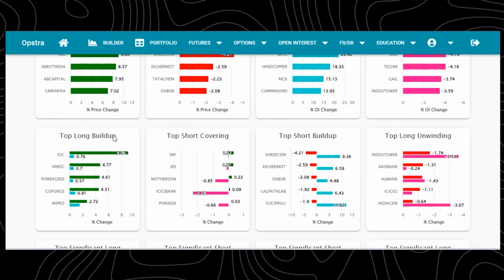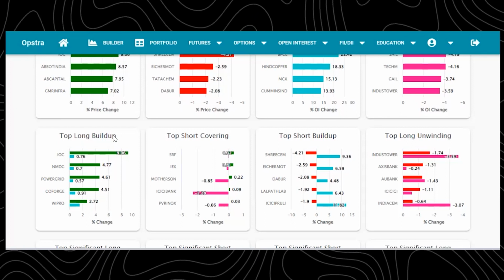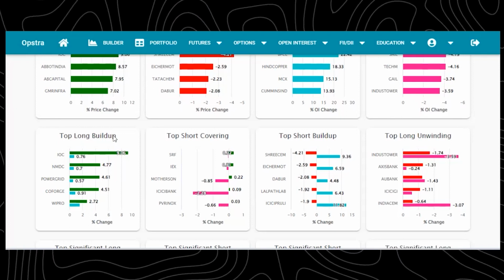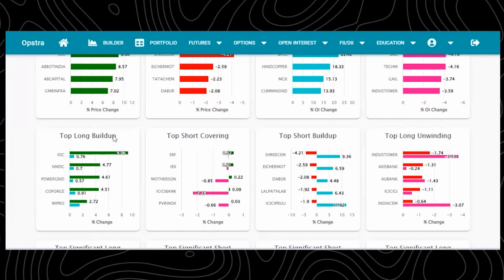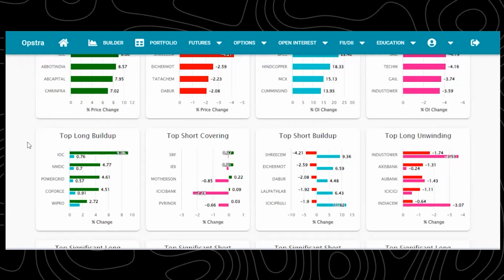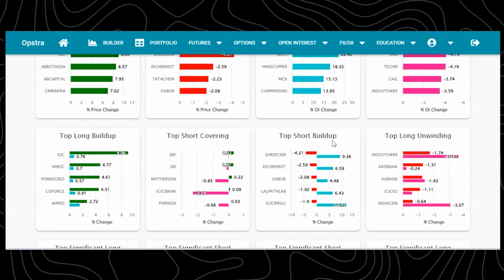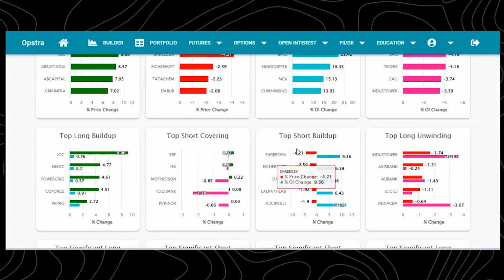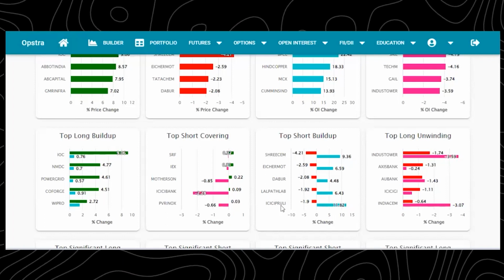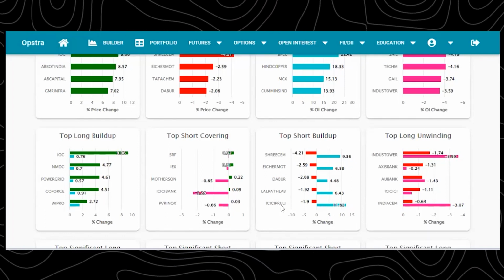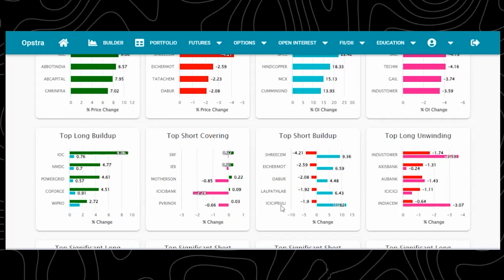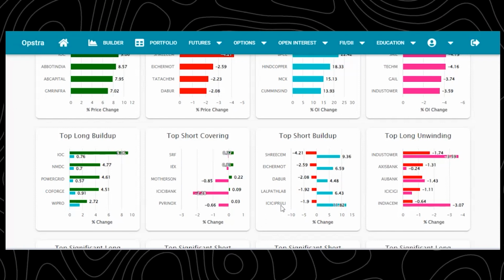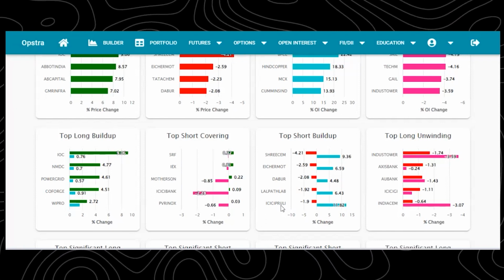So in a nutshell, today IOC, NMDC, Power Grid, Coforge have gained a certain kind of long build-up. They have attracted new additions into their contracts. In the same way, I can look at short build-up, where this set of data gives me the understanding of where a negative view has been created. So Shree Cement, Eicher Motors, Dr. Lal Lab, ICICI Prudential have witnessed a certain kind of bears' attack. We have seen the reduction in price and the increase in OI. So this gives you the understanding of where the bullishness or bearishness in the stock is.